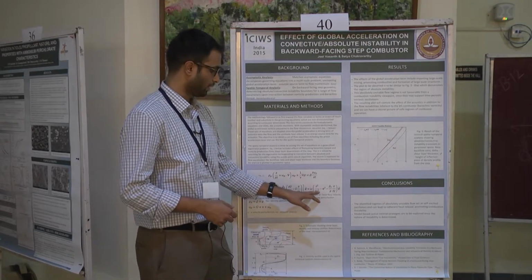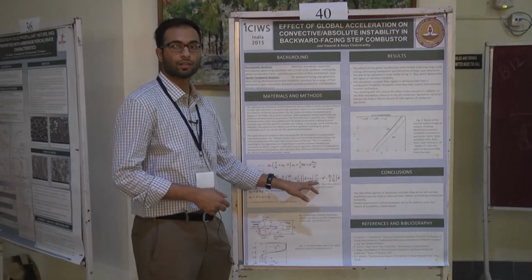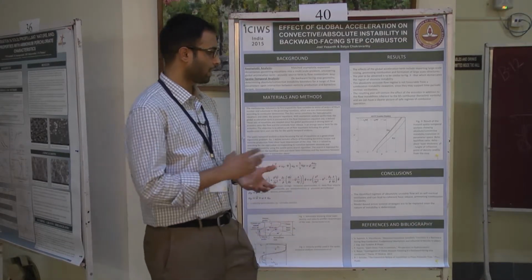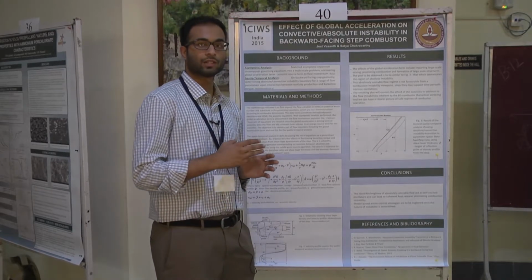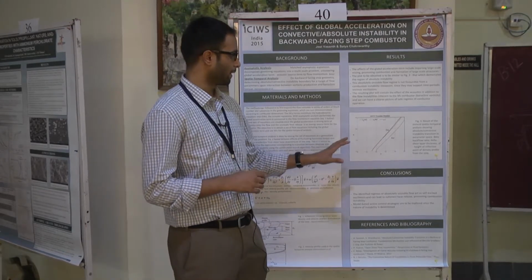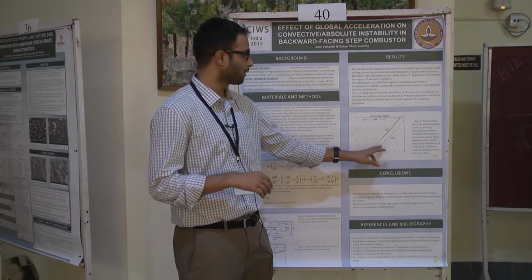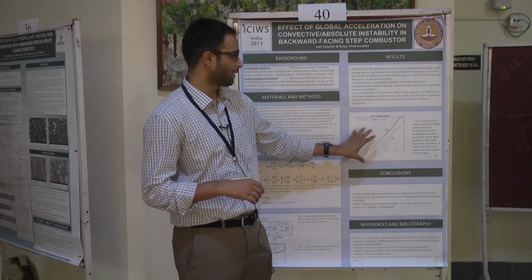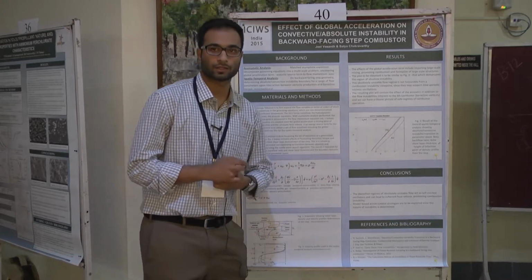So k is the wave number, omega is the complex frequency, and based on how the group velocity changes with space, based on locations where the group velocity is 0, I have my absolutely and convectively unstable boundaries. So this is my objective, to plot it in a certain parameter space.